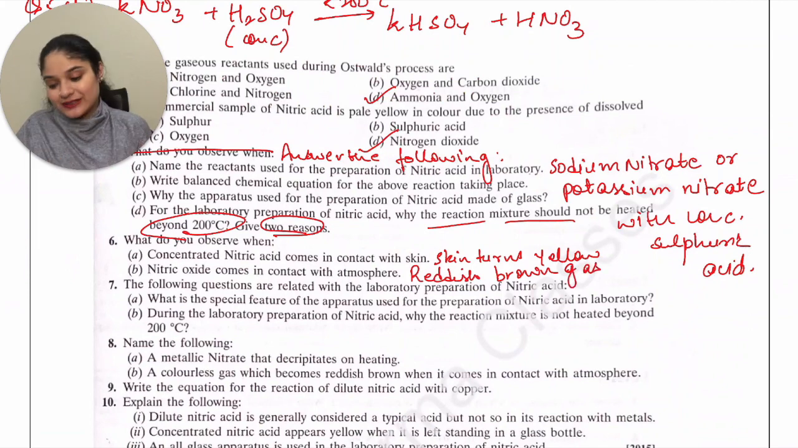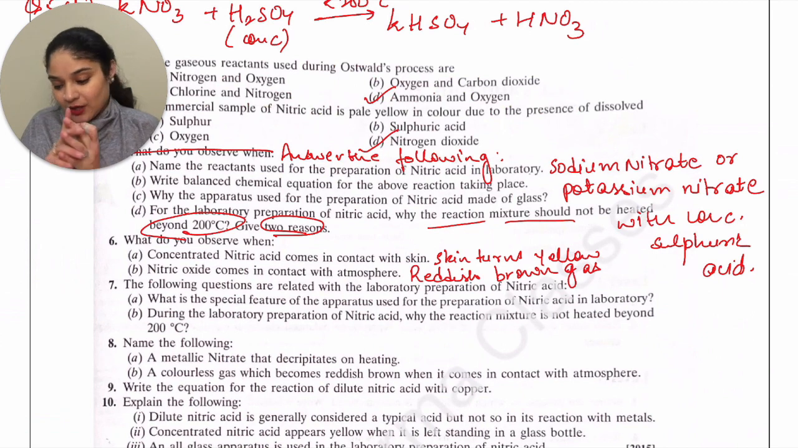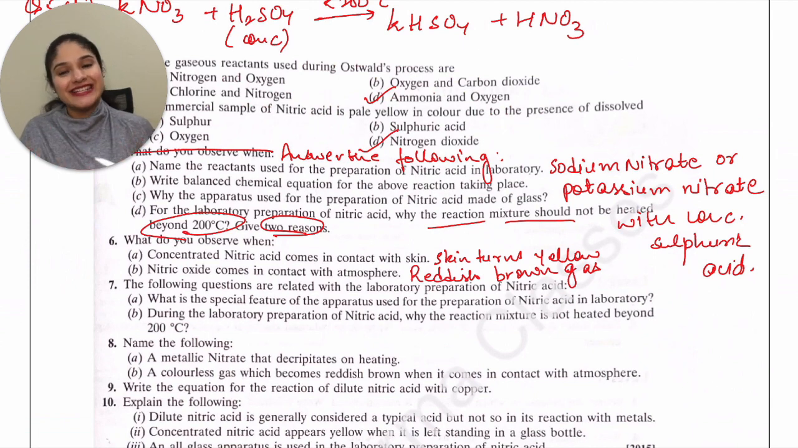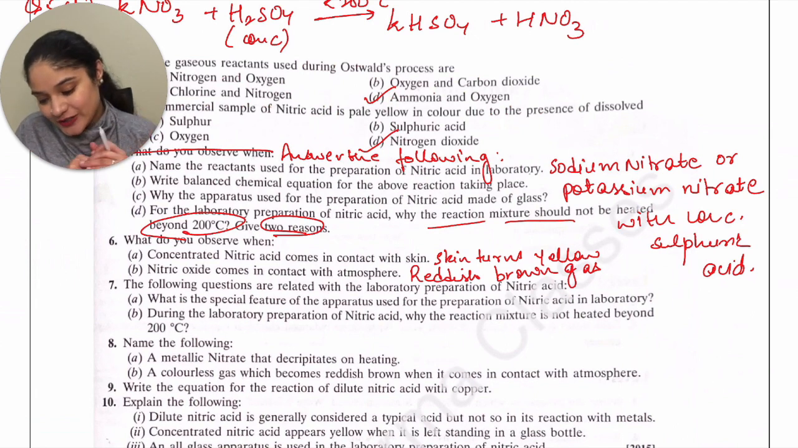The next questions are related to the lab preparation of nitric acid. First, what is the special feature of the apparatus used in the preparation of nitric acid in the lab? We just discussed that the apparatus should be made entirely of glass, and the reason is that the vapors of nitric acid are highly corrosive and can damage any other material like rubber or cork. So let's move on to B.